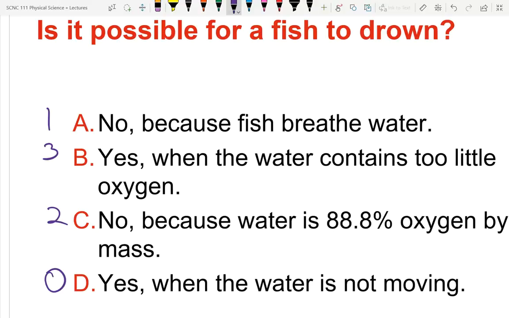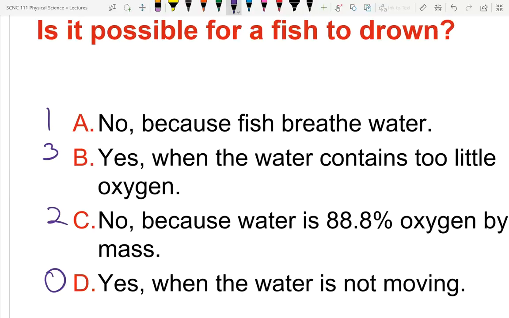Well, I was not really sure. I was kind of caught between B and C, but then I was like, okay, to me, C made the most sense because when I looked at B, it said contains too little oxygen in the water, but it's H2O. That's already in the formula of water. It's going to have oxygen. So I just put that it's 88% oxygen by mass.